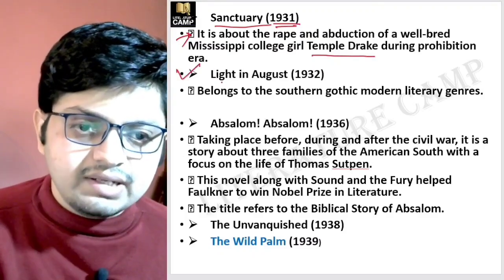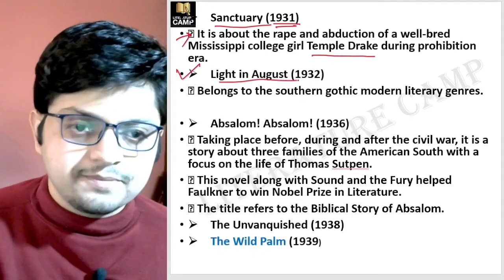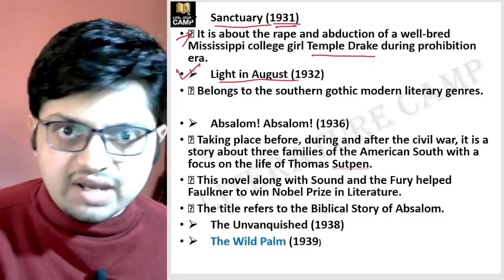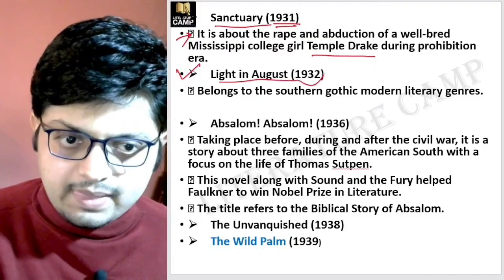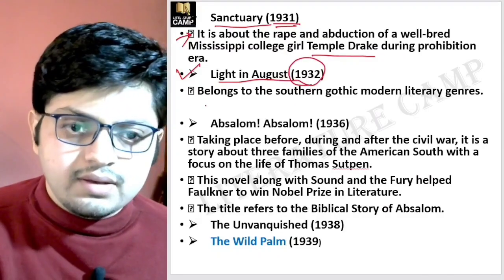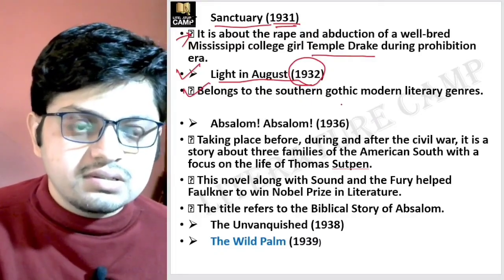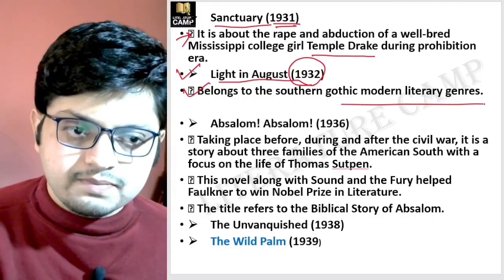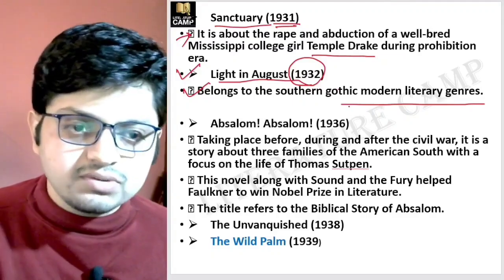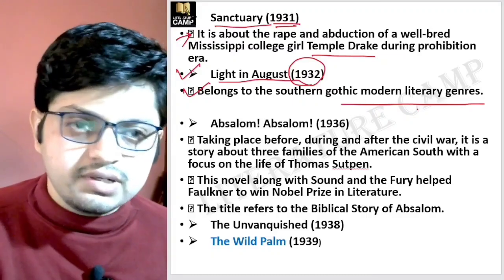Next work, Light in August, published in 1932. It belongs to the Southern Gothic modern literary genres.